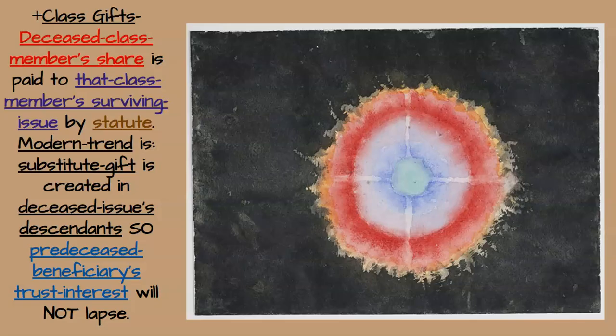Class gifts. A deceased class member's share is paid to that class member's surviving issue by statute. The modern trend is that a substitute gift is created in the deceased issue's descendants, so predeceased beneficiaries' trust interest will not lapse.